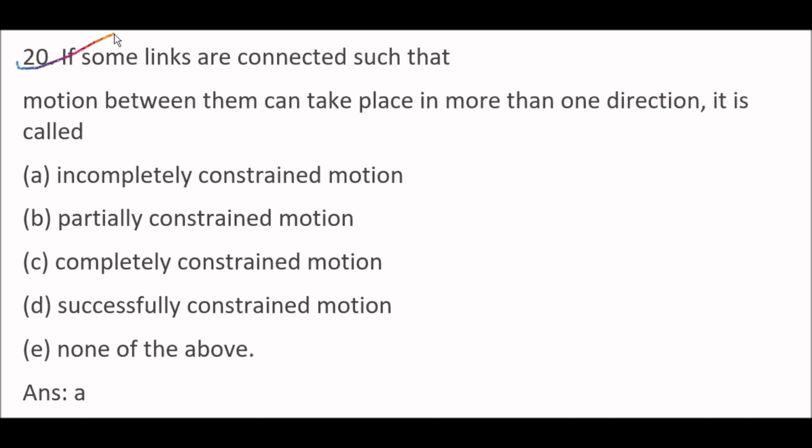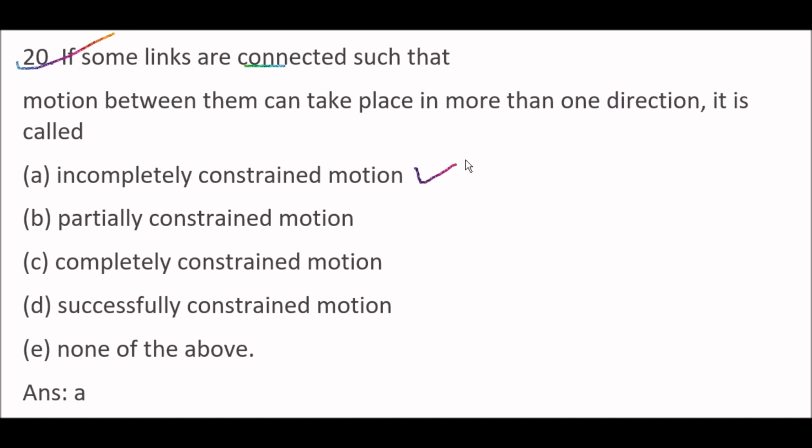Next question. If some links are connected such that motion between them can take place in more than one direction, it's called option A, incompletely constrained motion. Option B, partially constrained motion. Option C, completely constrained motion. Option D, successfully constrained motion. Option E, none of the above. And right answer is option A, incompletely constrained motion.